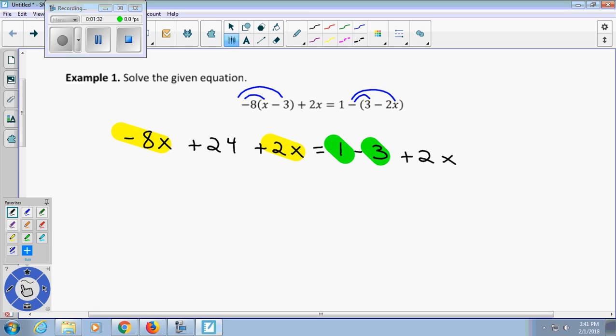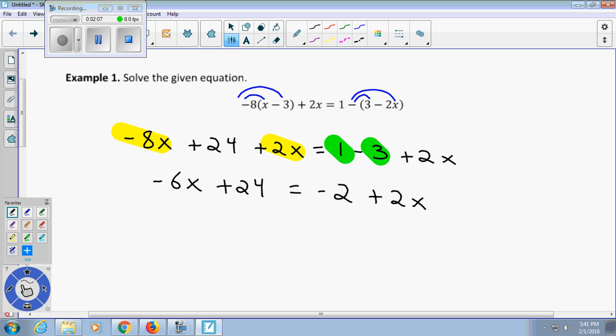So let's see. I have -8x plus 2x, which gives me -6x. And then I have plus 24. On the other side of my equation, I have a 1 minus a 3, which is a -2, and then a plus 2x. Once we get to this point, we're stuck in terms of simplifying. But if I were to add or subtract the same thing to both sides, my new equation will still be valid. The left side will still be equal to the right side.